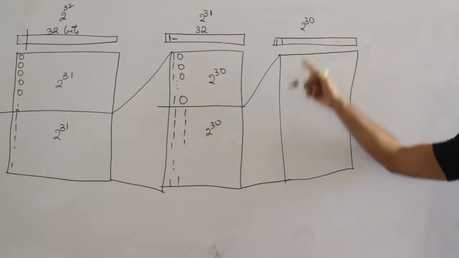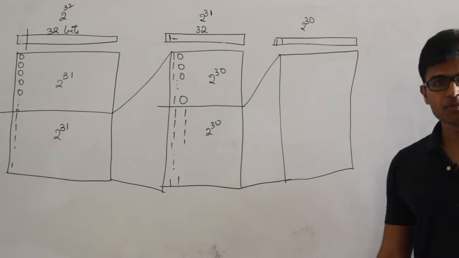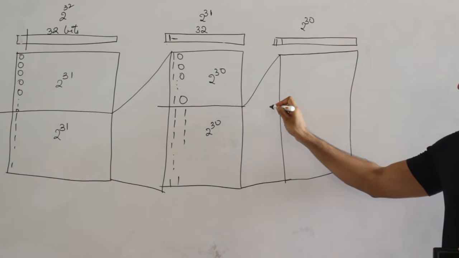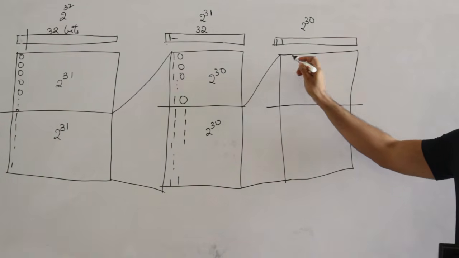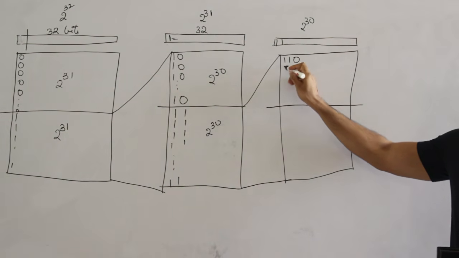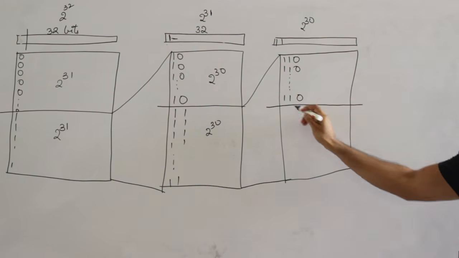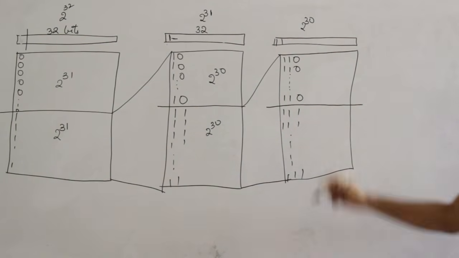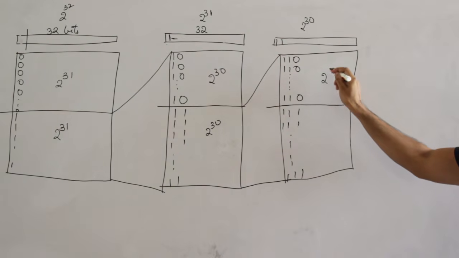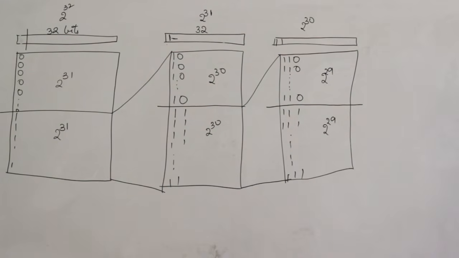Now in this 2 power 30, I'll choose the third bit. The first two bits are already fixed, which is 1 1. Now I am choosing one more bit, because of which the entire number space is divided into two parts. The first part will contain 110 110 and so on, and the second part will contain 111 111 and so on. Now what is the size of each part? 2 power 29.